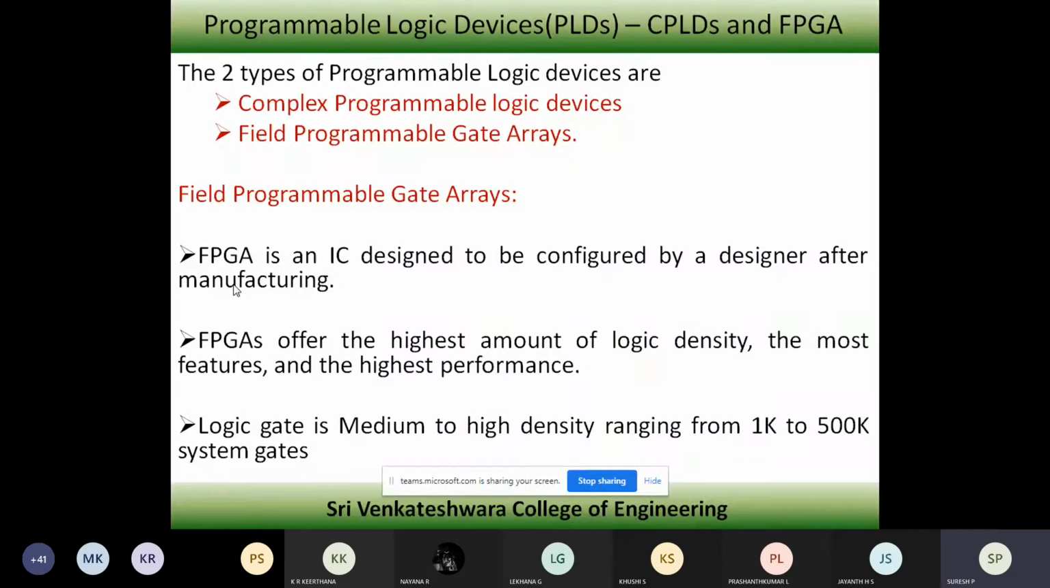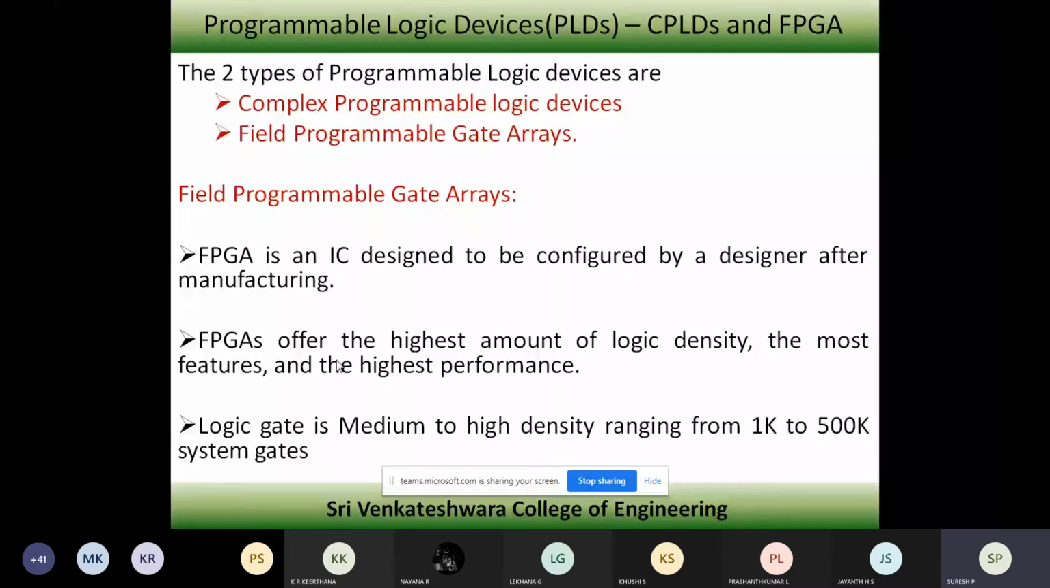Now, FPGAs normally offer you high code density, a high amount of logic density, and the most features. Since they have high logic density, they have high performance. High code density or high logic density means it has more logic gates and more PLDs inside. If you have more PLDs, you can build more logic functions. More PLDs, more logic functions. If you have more logic functions, the performance is higher, so it has the highest performance.